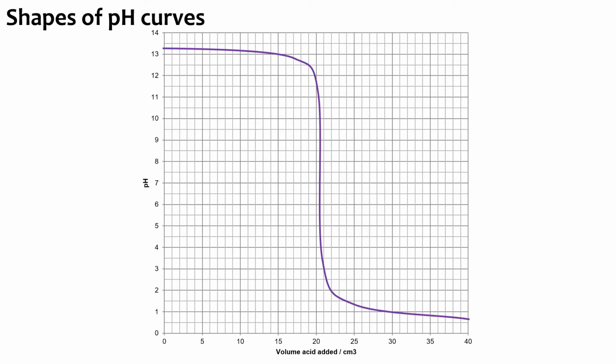Moving on to look at the shapes of pH curves in a bit more detail. There are a number of pH curves that you need to know the shapes of and also the corresponding pHs. Now, as I've said already, this one that we've looked at has a strong base at the top and a strong acid at the bottom. So this purple curve is a strong base, strong acid titration, and could be referred to as a strong base, strong acid curve.